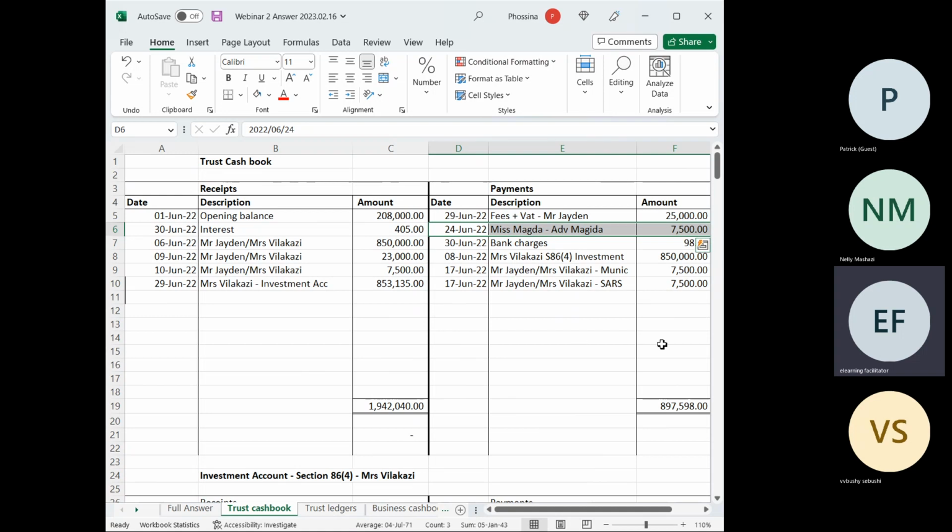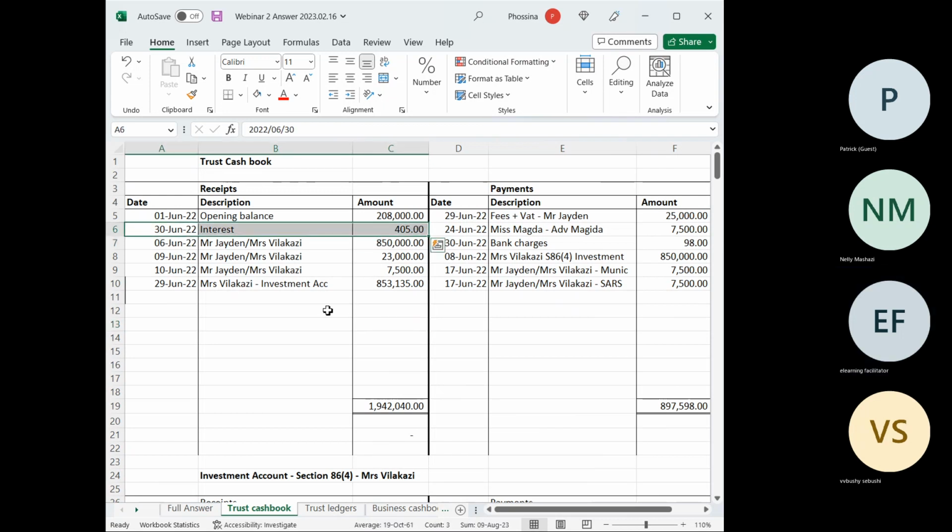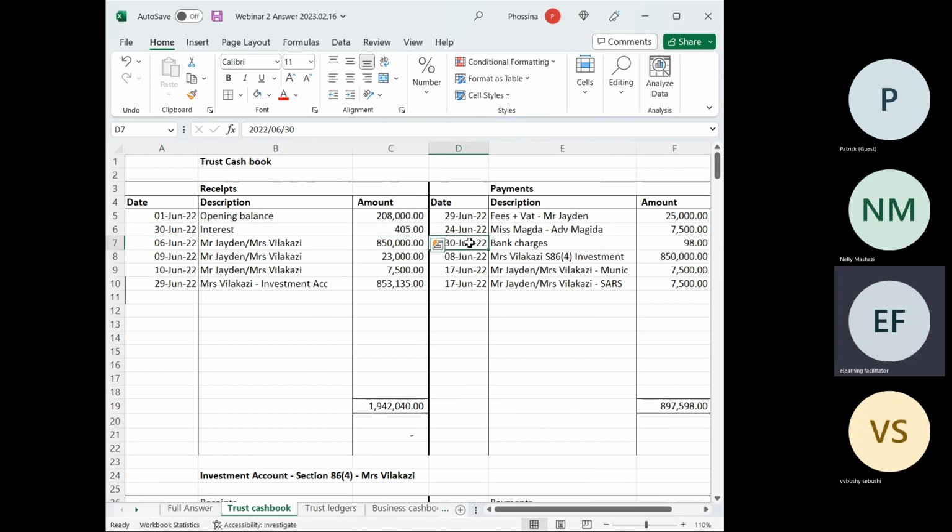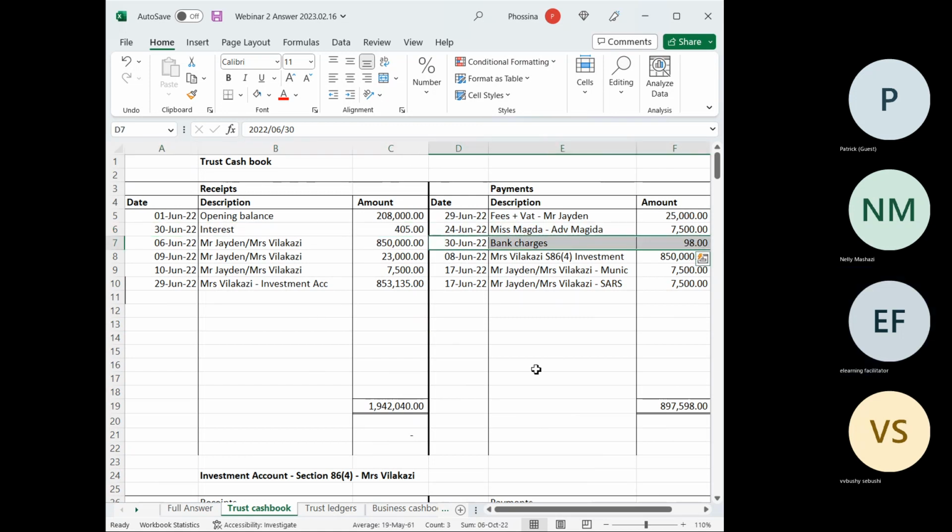Then we are given part C: the bank charges were 98 and the interest 405. And we then record that. When it comes to interest, it's money being paid into the trust account, interest being earned, so we record it as a receipt. It's money being receipted. And the bank charges are a payment out of the trust account.